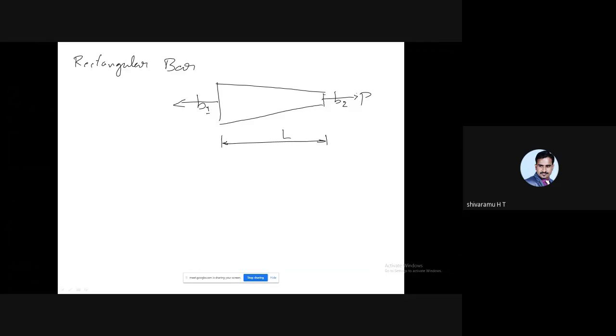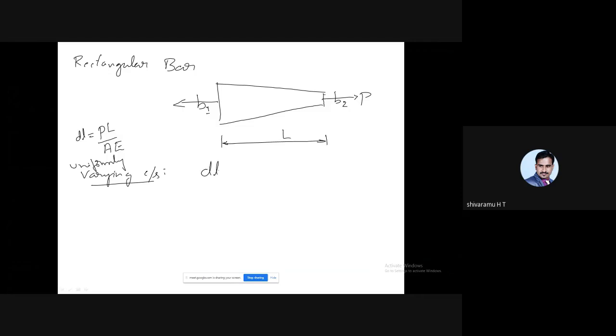So for the rectangular bar, to find the general expression, for a regular bar we take the deformation dl equal to PL divided by AE, but here it is a varying cross section, that is, uniformly varying. So here from B1 to B2, the breadth or width is gradually decreasing from the bigger end to the smaller end. So uniformly varying cross section.